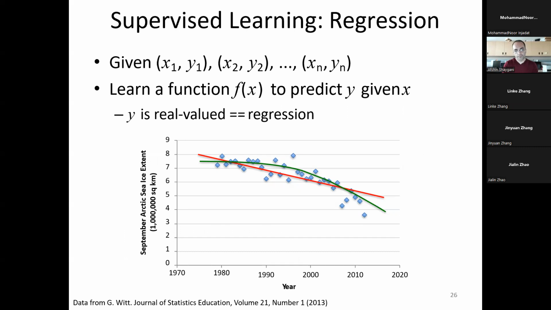The most common supervised learning technique is the regression model. If we are given x1, y1, x2, y2, up to xn, yn, learn a function f(x) to predict y given x, where y is real valued, that is regression. So here we have the pairs of data, x1, the feature, and y1, the label, up to xn, yn, which are the record and the label. Here, September Arctic sea ice extent: these are the data points, and here are the values fitted by regression.